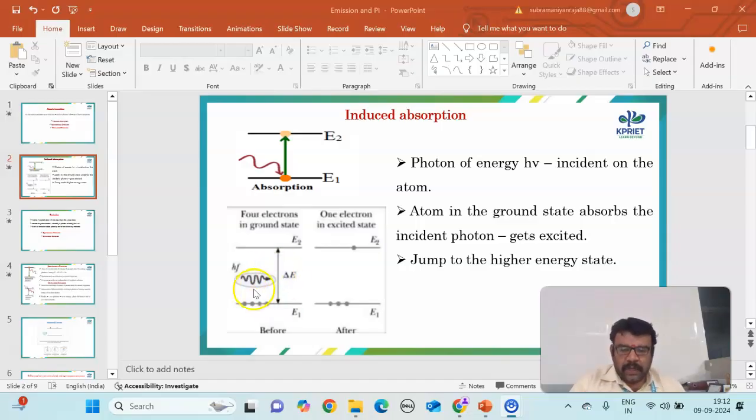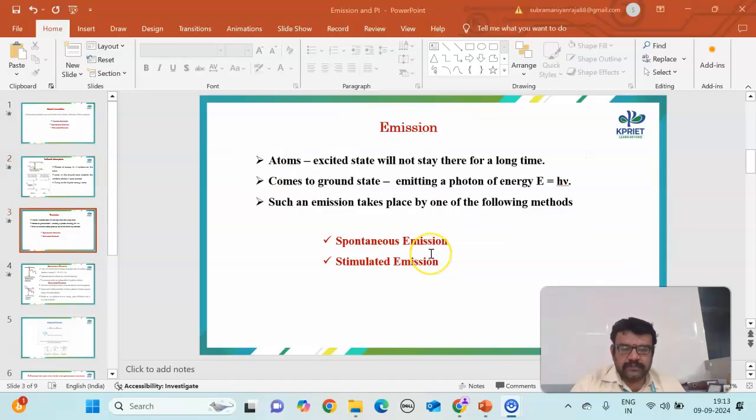Before absorption, you have some input that can be called hf or hν, which is the energy of the incident photon, and after that, as a result of absorbing that energy, one atom goes to the excited state and you will be able to see that atom sits comfortably in the upper energy level E2.